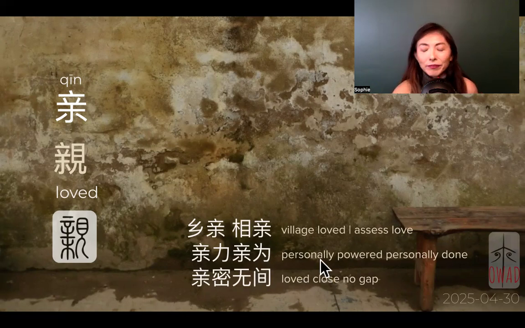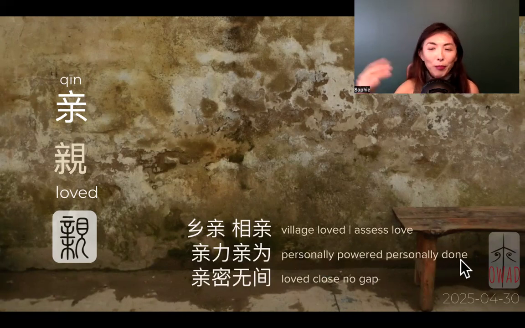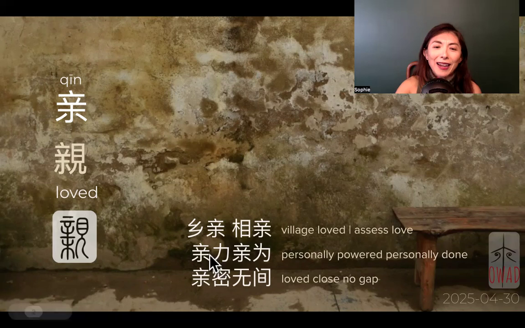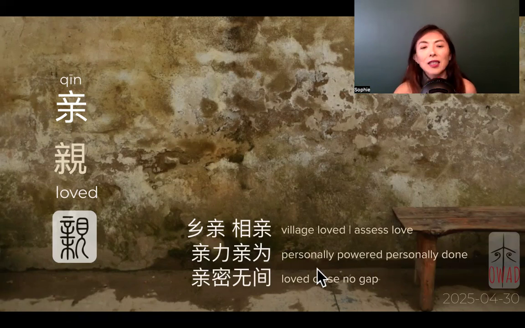And 亲力亲为, li means power. It came from plowing through the soil. So it's like you personally put in your efforts, and wei means you accomplish something. You plowed. Both characters actually almost look the same as well, with these two dots. So the two dots are the result, the outcome of your plowing through. And it's done, right? So it's personally powered, personally done. That's 亲力亲为.